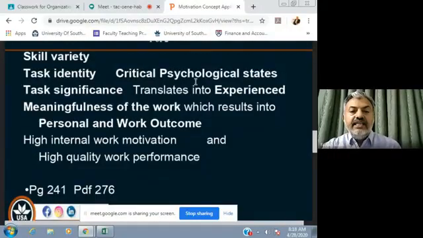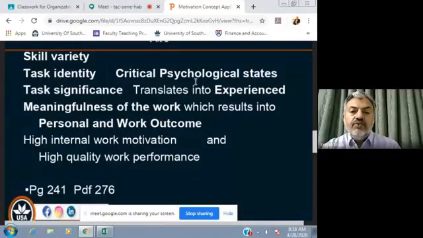right? These three, since they are directly related with the tasks that are being performed, skill variety, task identity, and task significance, they have critical psychological states. Like, how does a person feel psychologically when he or she is performing these tasks? So these, the skill variety, the task identity, and the task significance, they translate into experienced meaningfulness of the work.